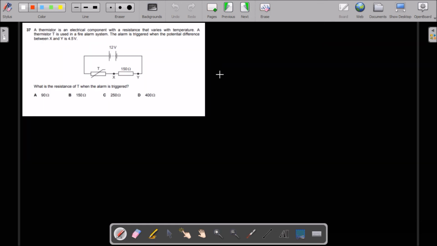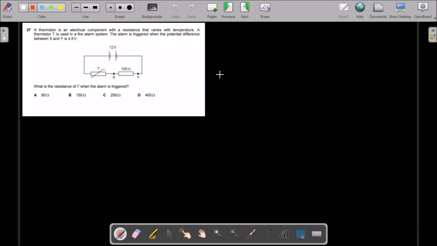Question 37. A thermistor is an electrical component with a resistance that varies with temperature. A thermistor T is used in a fire alarm system. The alarm is triggered when the potential difference between X and Y is 4.5 volt. What is the resistance of T when the alarm is triggered?